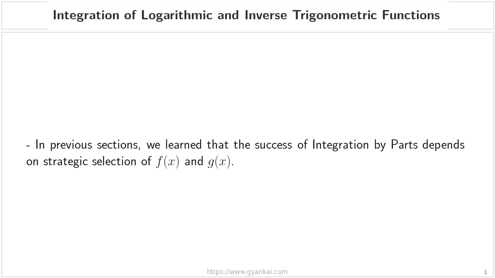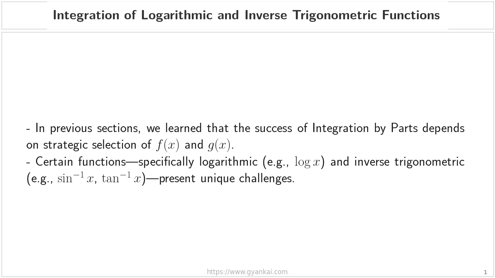Now, remember in the sections we covered earlier on integration by parts, we established that choosing the right functions to call f of x and g of x is absolutely crucial for making the process work smoothly. It's not just about plugging into a formula, it's about strategy.